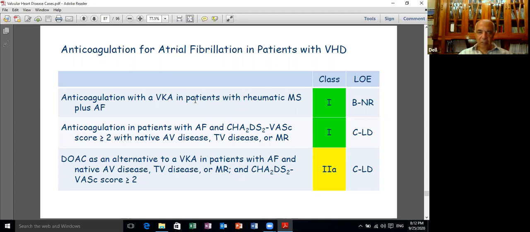Whether you use anticoagulation with vitamin K antagonists for a CHA2DS2-VASc score of 2 or more for native aortic valve disease, tricuspid valve disease, or mitral regurgitation, or you use the DOAC as an alternative to vitamin K in these same kind of patients, everything is accepted. What's not accepted is to use DOAC in patients with severe or moderately severe rheumatic mitral stenosis in association with atrial fibrillation. So mechanical valves and rheumatic mitral stenosis are indications for vitamin K antagonists.